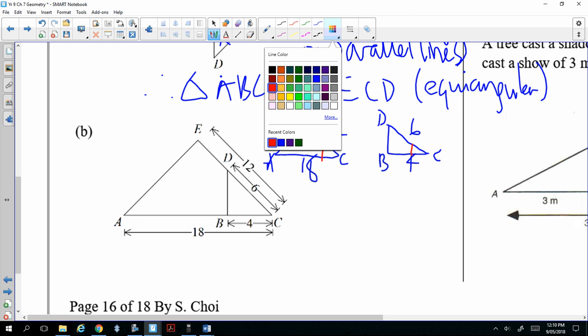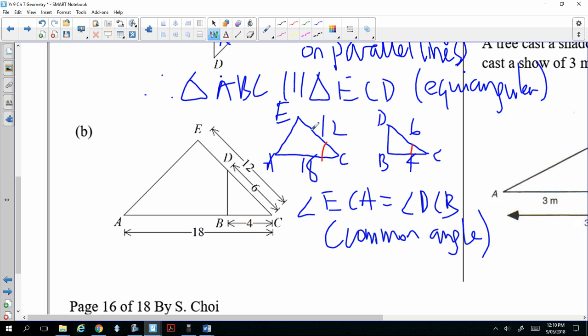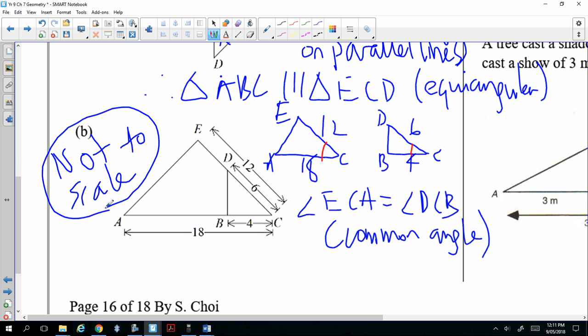So you say angle ECA is equal to angle DCB, common angle. So we've got one thing equal. Now, there's no other angle that we know whether they're going to be equal or not. Be careful, they are not right angles, even though they look like right angles. So you can't assume that. You're not allowed to use it until it is mentioned or given in the question, because the diagram is not necessarily to scale. I did write that, not to scale. So it's not necessarily a right angle.